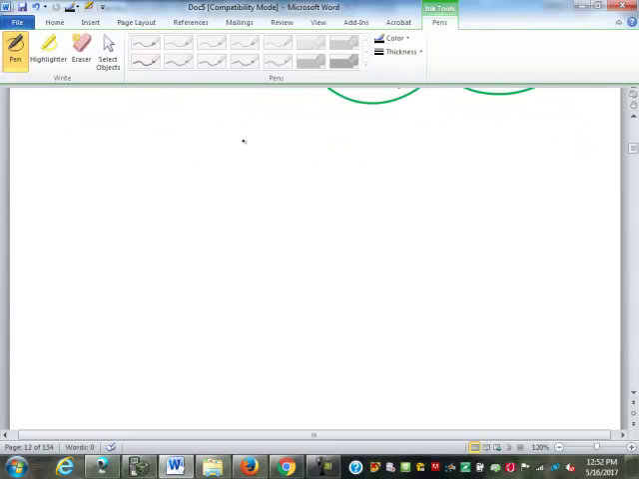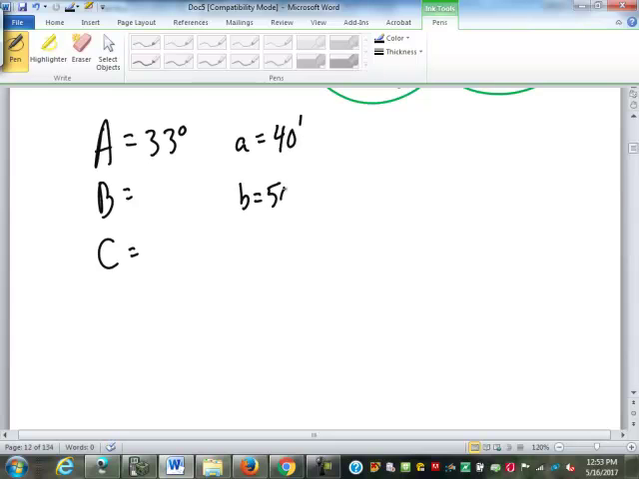So we're still looking at two sides and one angle. I'll give you angles A, B, and C. Angle A here is going to be 33 degrees. Side A is going to be 40 feet. Side B is going to be 50 feet, and side C we're going to have to find. I'm going to tell you that angle B is acute.